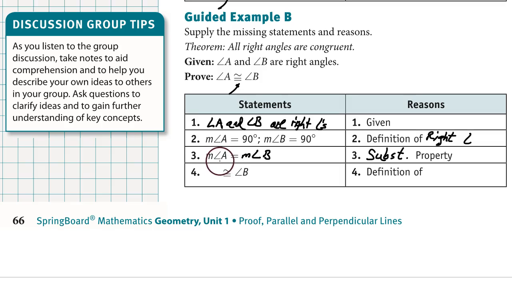And then for the last thing, if their measurements are equal, what does that imply about the angles themselves? They're congruent. So what's missing here is just to say angle A is congruent to angle B, the definition of congruent angles. This statement, definition of congruent angles, is going to be used quite a bit. It's always going to be the reason that allows you to go from a statement saying that the measures of angles are equal to a statement that says just that the angles are congruent. It will always be that reason when you have that pattern of logic.